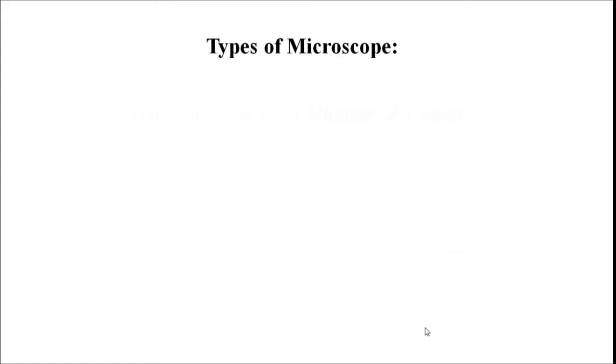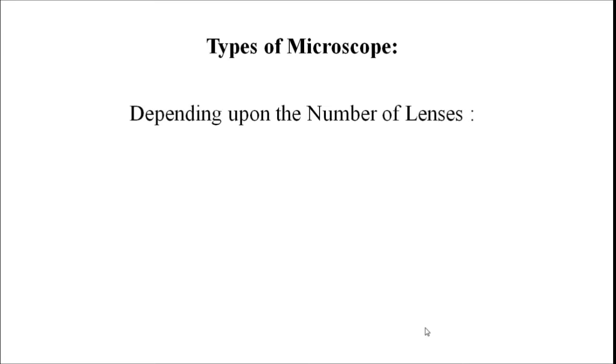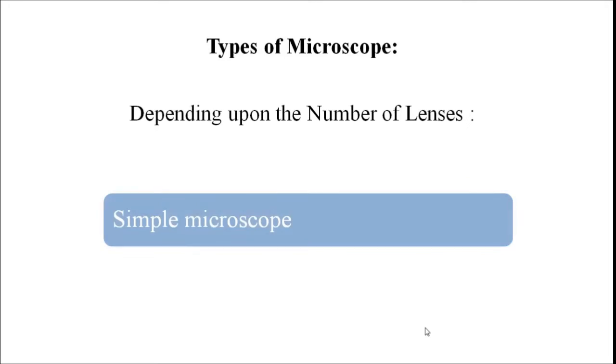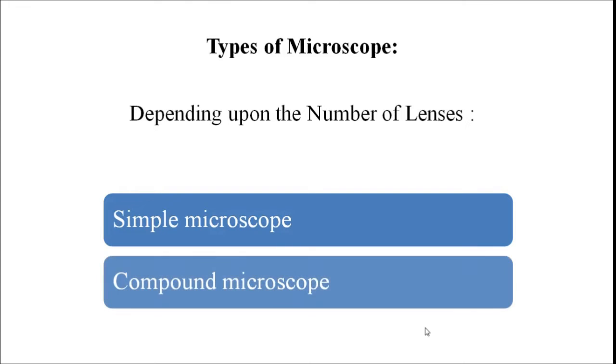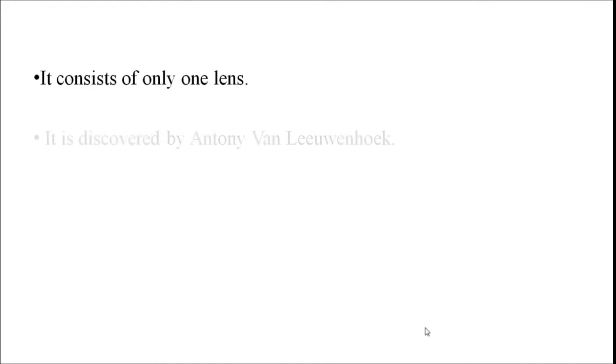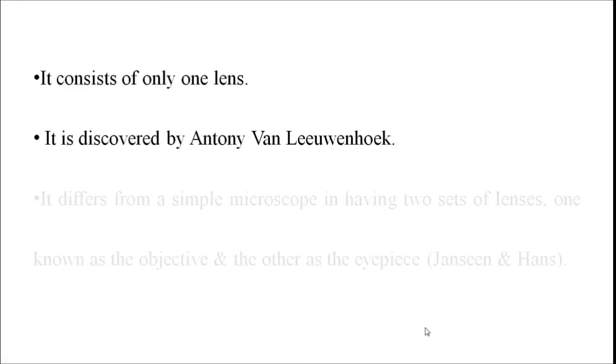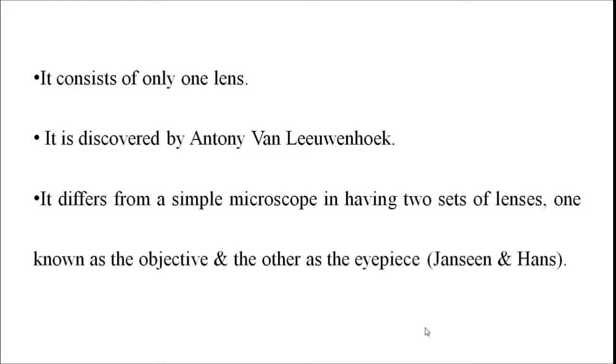Different types of microscopes are there. First, we will discuss the classification of microscopes depending on the number of lenses. The first type is the simple microscope, and the second one is called the compound microscope. Simple microscopes consist of only one lens and were discovered by Antony van Leeuwenhoek. They differ from the compound microscope, which has two sets of lenses: one known as the objective and the other known as the eyepiece.